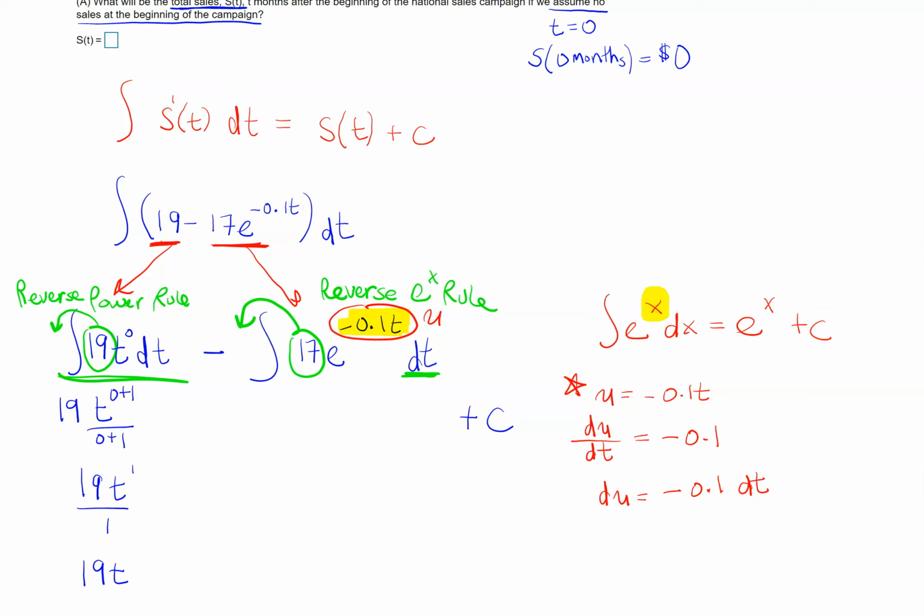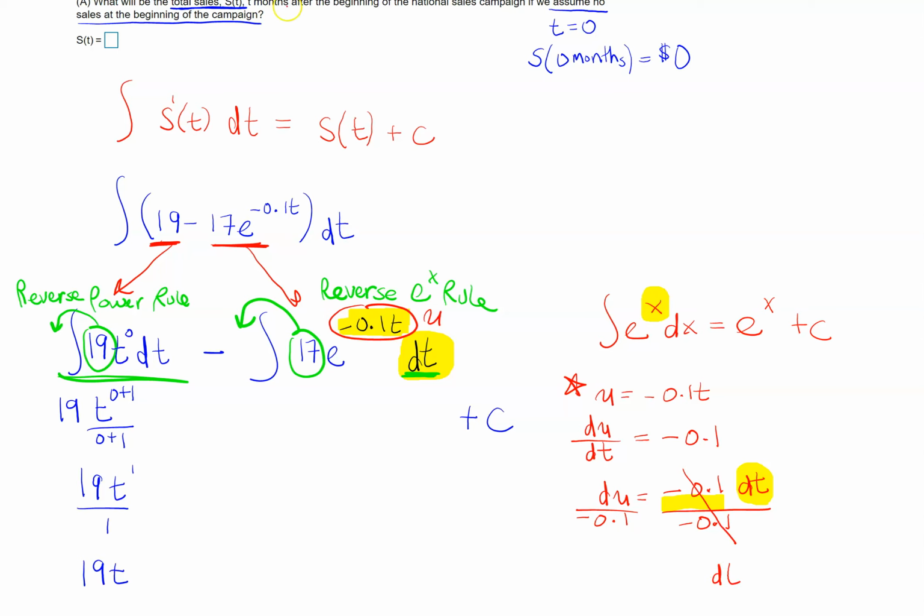Okay, there's a little delay here with my app. Okay, and then I see that I have the dt, but I don't have this negative 0.1. I had a 17, but I'm going to pull that out. So we're going to use the idea of just using what you have. So I'm going to divide off the negative 0.1 on both sides. And that'll leave me a plain old dt there on the right, which is what I wanted.